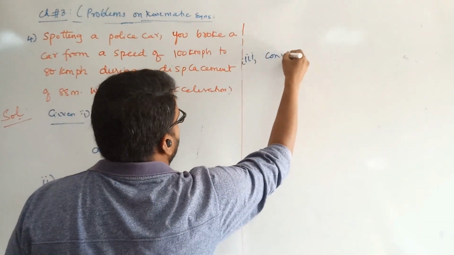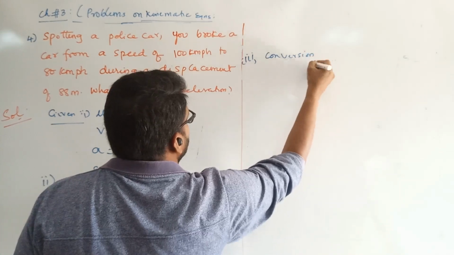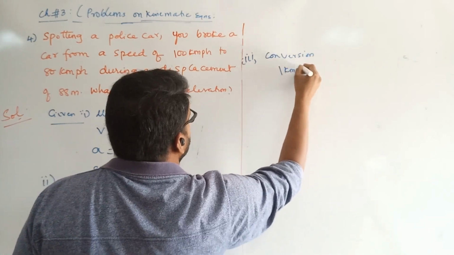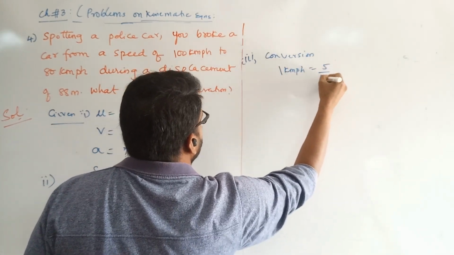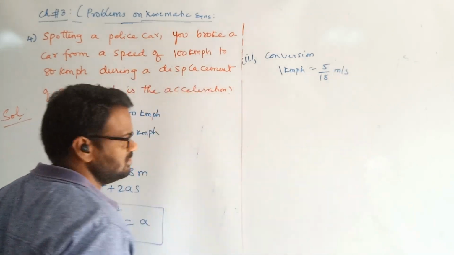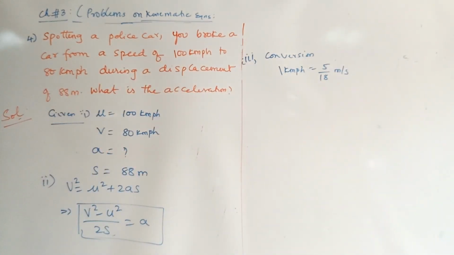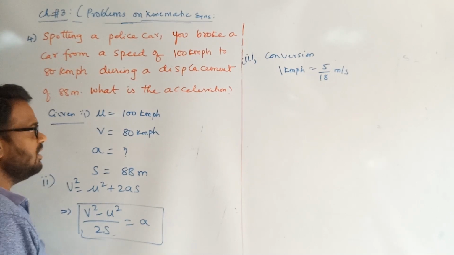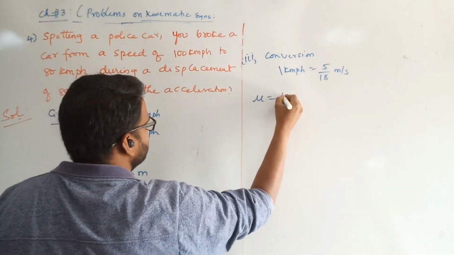What is the conversion factor now? The conversion factor is 1 kmph is equal to 5 by 18 meters per second. You should know this. 1 kilometer per hour is equal to 5 by 18 meters per second. Therefore, u is equal to how much?